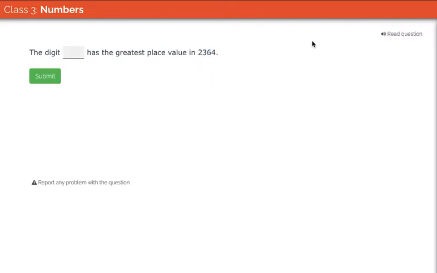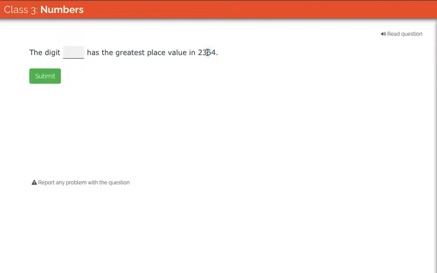But no, place value. You can write it in expanded form, then you'll see. This 2 stands for 2000. This 3 stands for 300. This 6 stands for 60. And this 4 stands for 4. Now you can compare even 60 with 2300. Of course, 2300 is bigger.